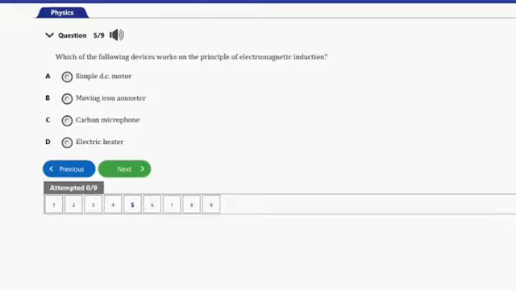It says, which of the following devices works on the principle of electromagnetic induction? We have A. Simple DC motor, B. Moving iron ammeter, C. Carbon microphone, and D. Electric heater. The answer to this question is option A, and that's the simple DC motor. The simple DC motor works with the principle of electromagnetic induction, and that's it for this question. Let's go ahead and consider the next question.